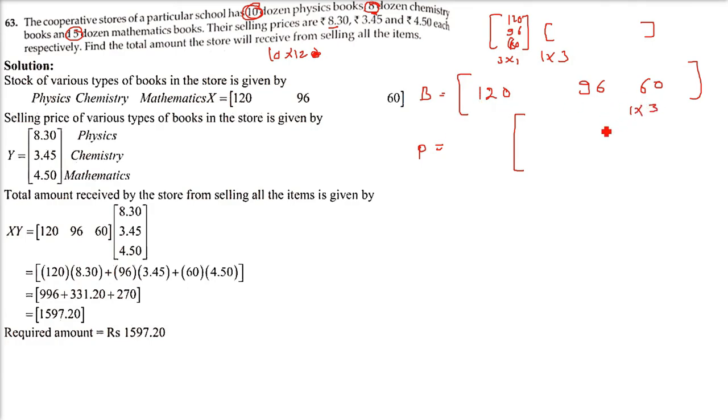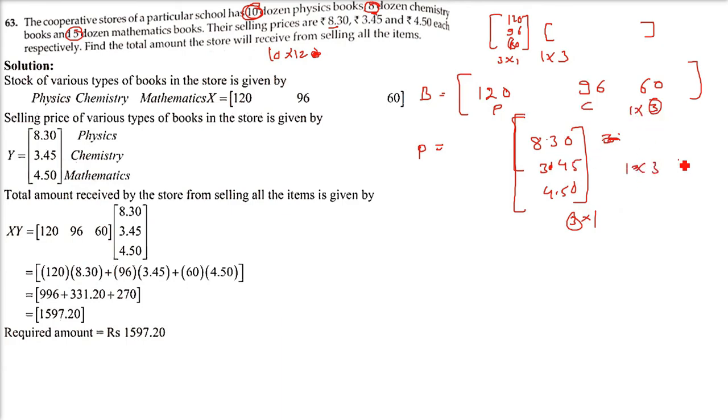So now the second matrix will be simply a column matrix, and it will be 8.3, 3.45 and 4.5. These will be the entries in the column. Just write it in the column. Now, this is 1 into 3 and this is 3 into 1, 3 rows and 1 column. Now it is multipliable, and the result has to come as only one value. Find the total amount. This is how we formulate.